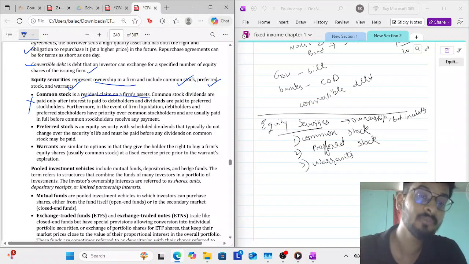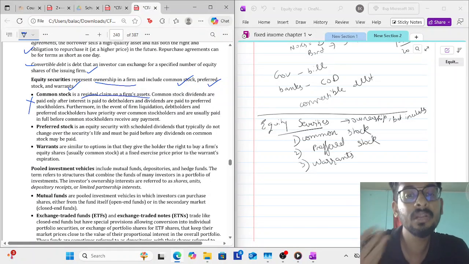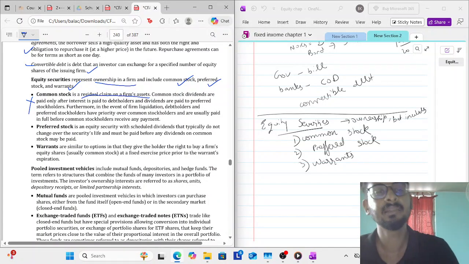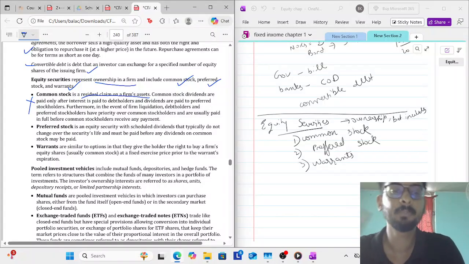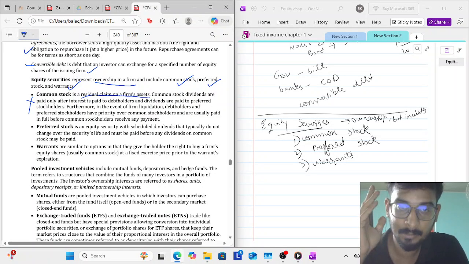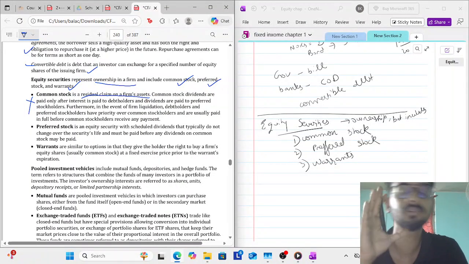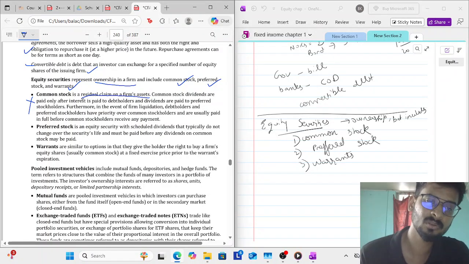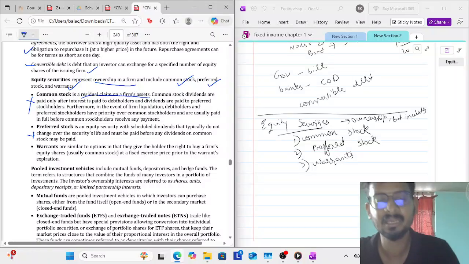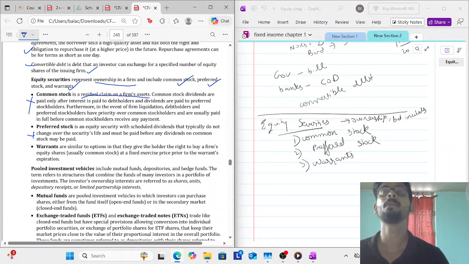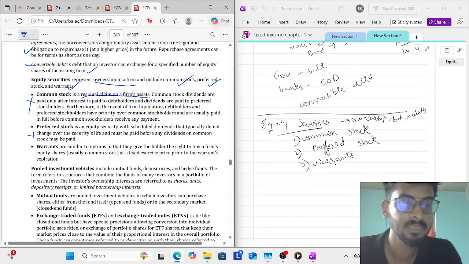Now next, what is preferred stock? It's an equity security with a scheduled dividend that typically does not change over the security's life and must be paid before any dividends on common stock. So there is preferred stock and common stock. In preferred stock, the dividend is fixed, and preferred stockholders are paid first compared to common stock. They are just emphasizing that preferred shareholders have the preferential right over common stock shareholders. Now what are warrants?